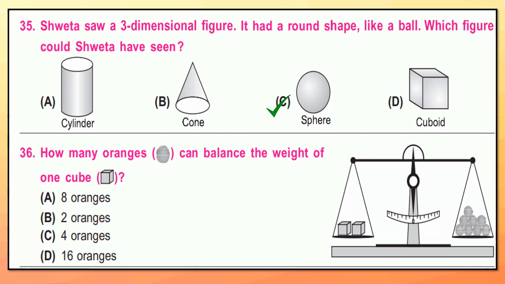Question number 36. How many oranges can balance a weight of 1 cube? In the picture we can see that there are 2 cubes and the number of oranges are 8. There are 2 cubes. So 1 cube will correspond to 4 oranges. 2 cubes will correspond to 4 plus 4, that is 8. Each cube corresponds to 4 oranges. So 1 cube will be balanced by 4 oranges. So the correct answer is option C, 4 oranges.